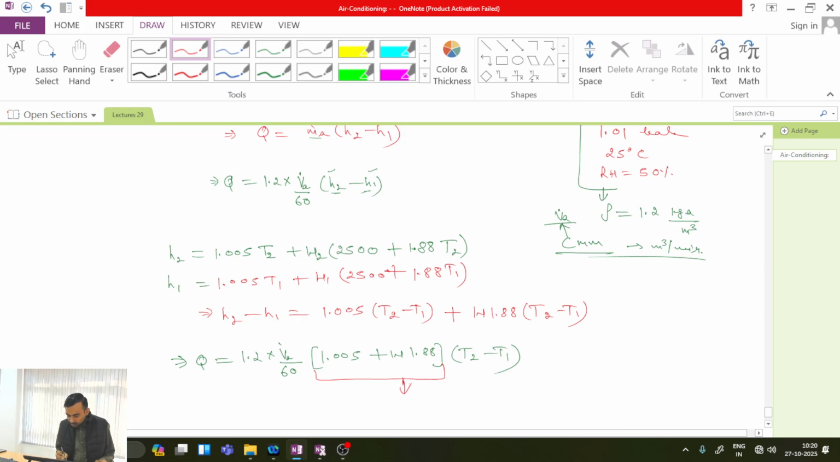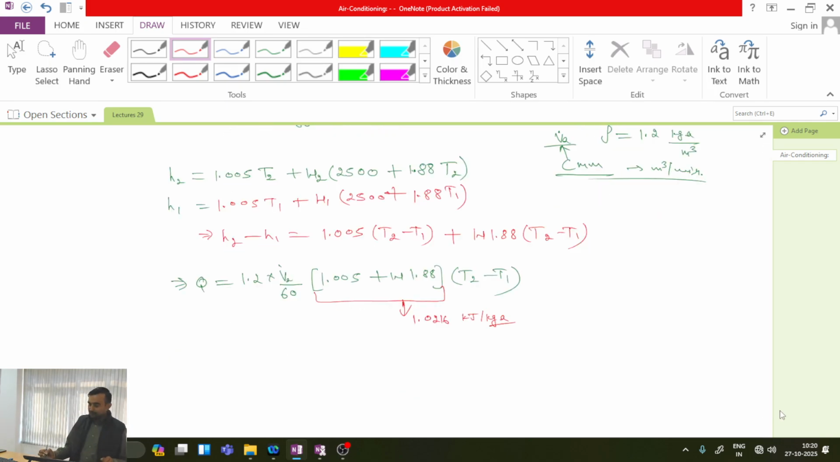Its value usually at standard condition is 1.0216 kilojoule per kg of dry air. Again at 25 degrees Celsius, 1 bar and 50% relative humidity; if you substitute, you will get this value. So 1.0216. Now multiply 1.2 into 1.0216, divided by 60. How much is this?